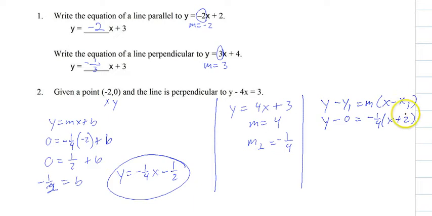So I change the sign because it's -2. Distribute. And that gives us the same exact equation. So it's your choice, this form or this form.